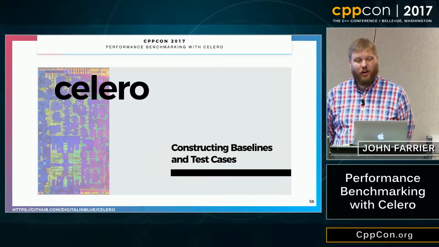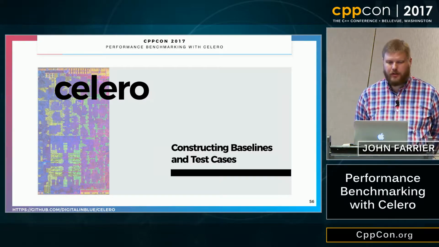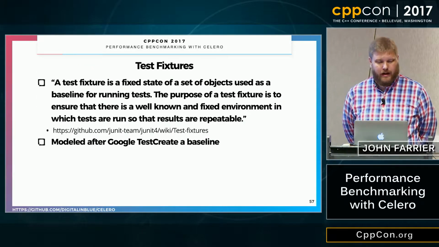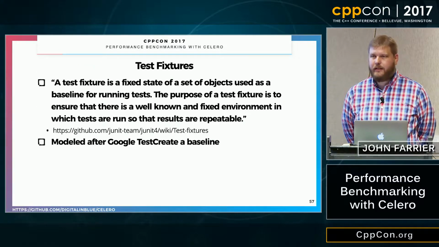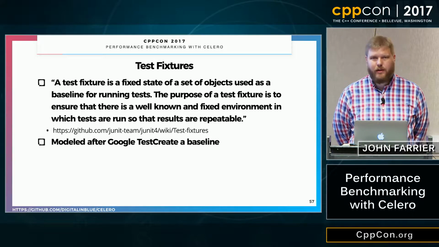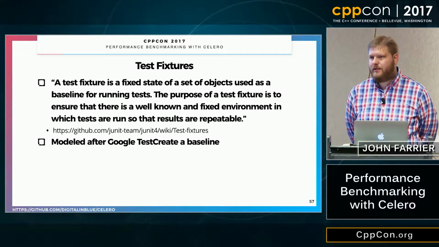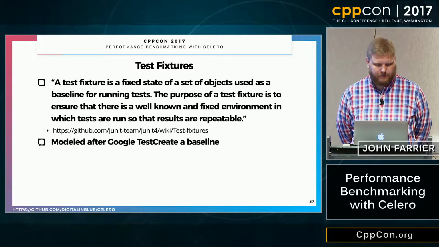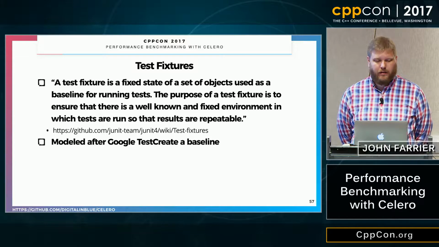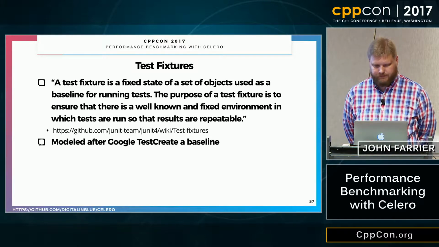So let's talk about some of the art for constructing the baselines and test cases themselves. I didn't feel like typing up a test fixture definition, so I copied one from JUnit. But we have test fixtures, and we can use that to help provide consistency in the setup of all of our test cases. And the API itself is modeled strongly after Google Test.